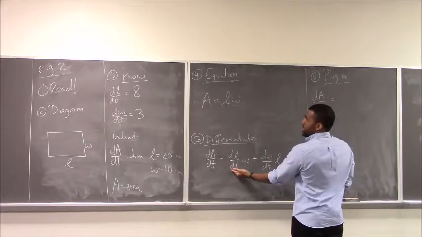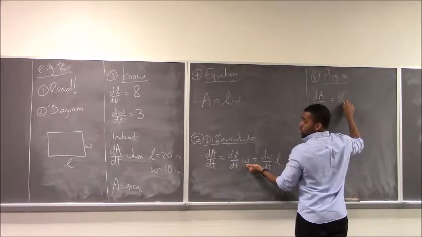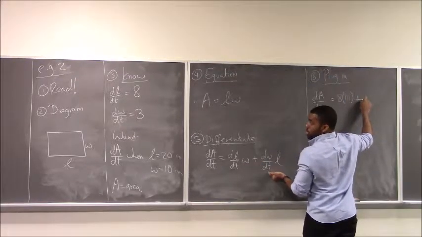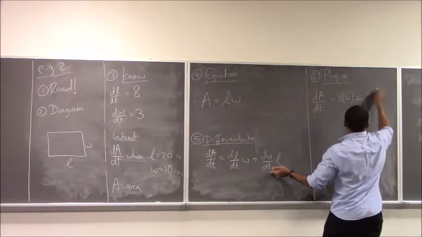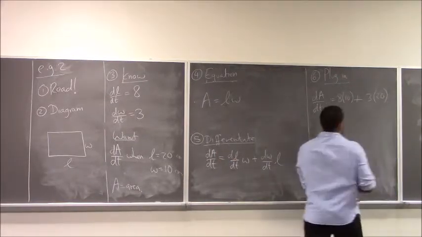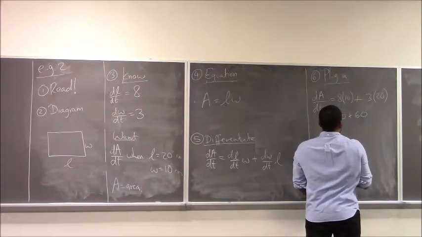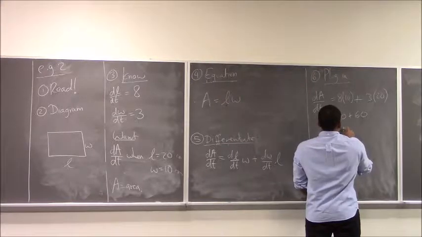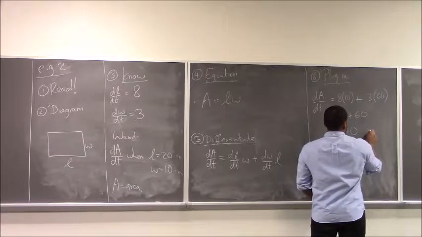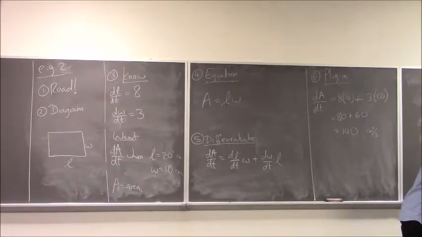So we need dL/dt, which I was told is 8, times W, which is 10, plus dW/dt, which we see is 3, times L, which I know is 20. So this is 80 plus 60 equals 140. Technically, this is centimeters squared per second.